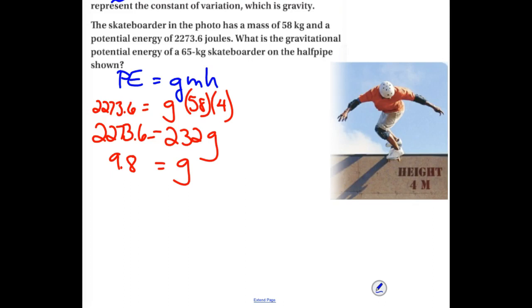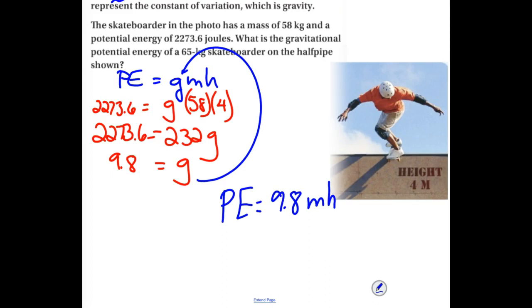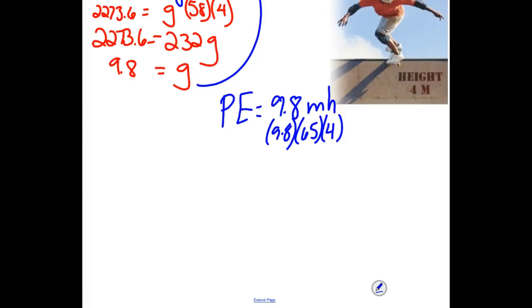So let's write our equation now. We found out our g value. So potential energy equals 9.8mh. 9.8 times mass times height. Now it says, what is the gravitational potential energy of a 65 kilogram skateboarder on the same half pipe? So we're going to still put in a height of 4 meters. Its mass is now 65. What do we end up with for their potential energy? 2,548 joules.